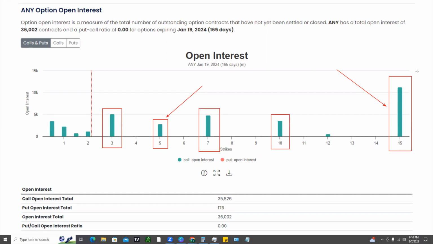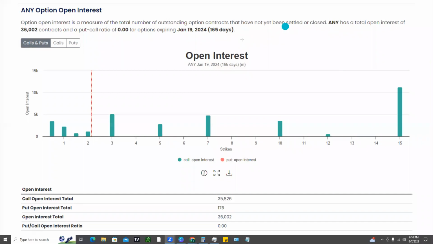And I'm a little bit curious as to why there is so much attention and so much open interest here on the $15 strike price that expires in January of 2024. So we're going to dive into that. All right, let's go ahead and head back to the chart.